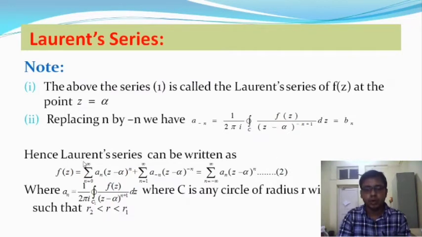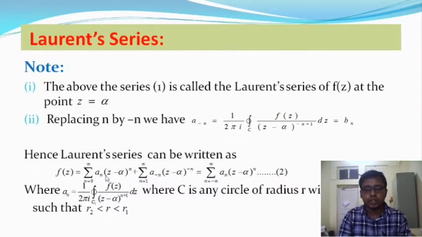So from the Laurent series we get f of z equal to summation n equals 0 to infinity a_n into (z minus alpha) to the power n, plus summation n equals 1 to infinity a of minus n into (z minus alpha) to the power minus n. The compact form of these two series is the summation over n from minus infinity. If we put n equal to 1 in the second summation, we get the first term a of minus 1 into (z minus alpha) to the power minus 1. If we put n equal to 2, we get a of minus 2 into (z minus alpha) to the power minus 2.